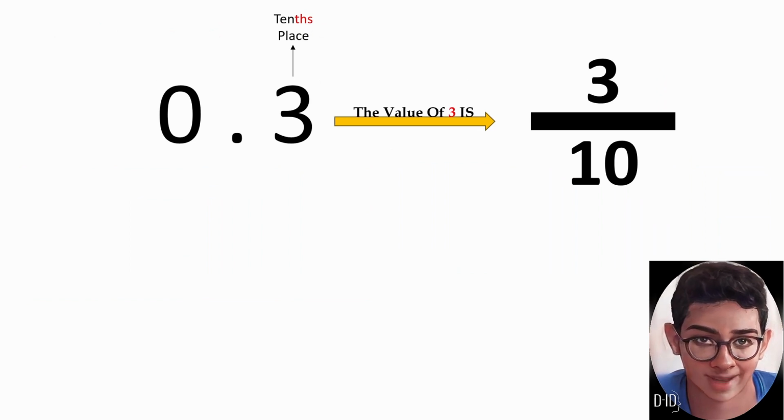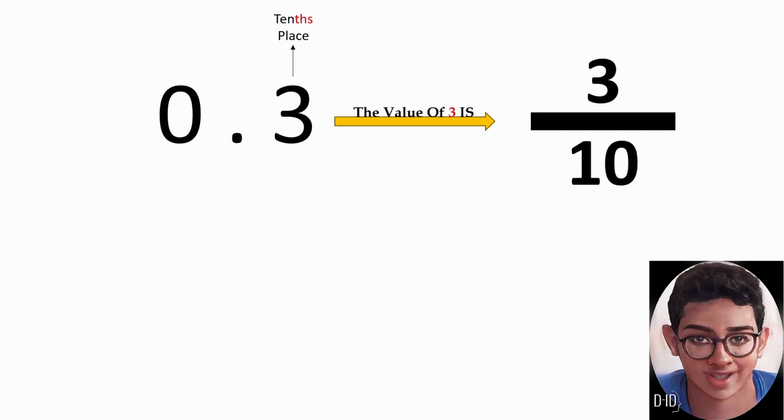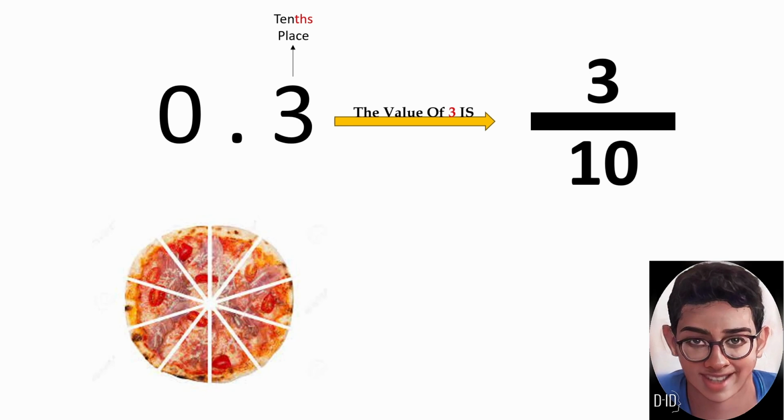Due to the number 3 being in the tenths place, it is like 3 parts out of 10 and its value is 3/10. An example of this would be, if I had 10 slices of pizza and took 3, I would have 3 slices of pizza out of the 10.